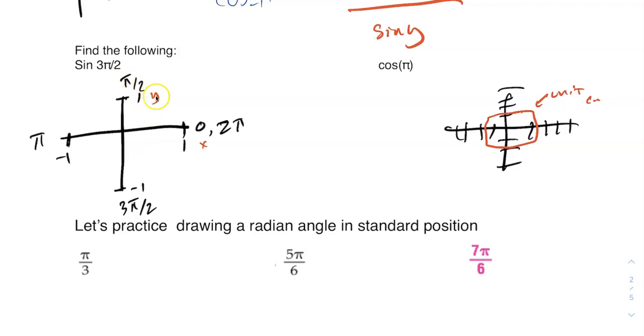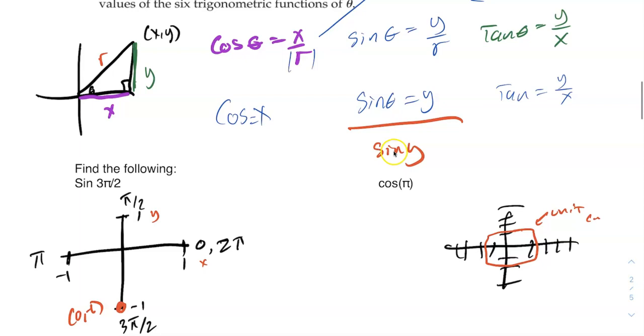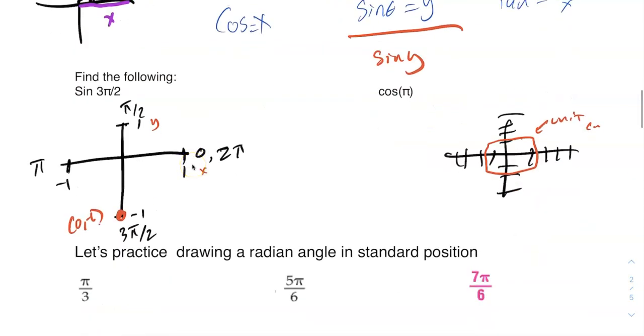Now where's 3 pi over 2 at? It's on the unit circle, so it's right here. We have to know that point. It's a normal xy graph, so we went down 1, so that point is 0, negative 1. What's the sine value? Sine is a y value. The y value here is negative 1. So there's my answer. Sine of 3 pi over 2 is negative 1.